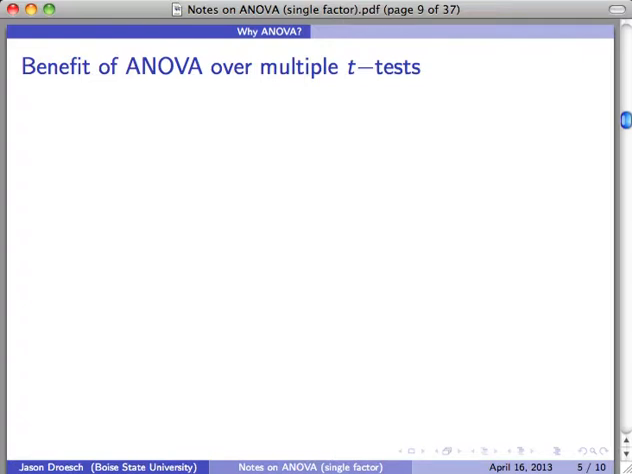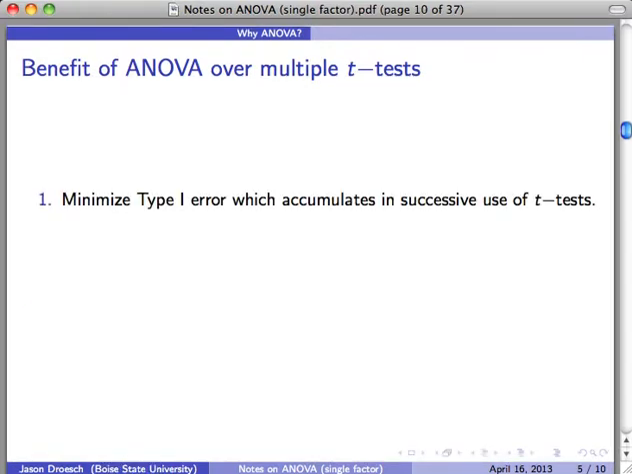Okay, so why are we using ANOVA instead of multiple t-tests? First up, we want to minimize type 1 error. Each time you run a t-test, let's say you pick an alpha of 5%. So we're allowing 5% possible type 1 error. Well, let's say you're trying to compare 3 different means: the first comparison between mean 1 and mean 2, between mean 2 and mean 3, and then mean 1 to mean 3, you have 3 different occurrences of type 1 error. And so the probability of type 1 error actually builds with each successive use of the t-test.